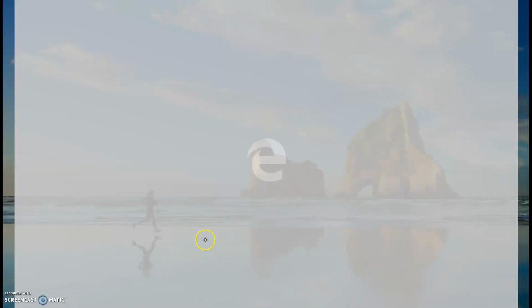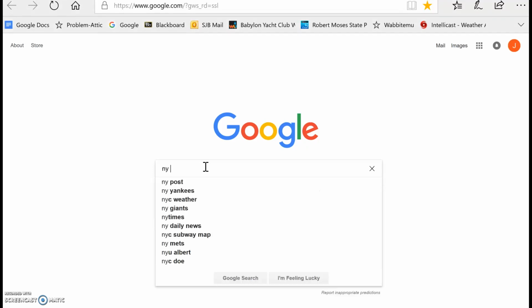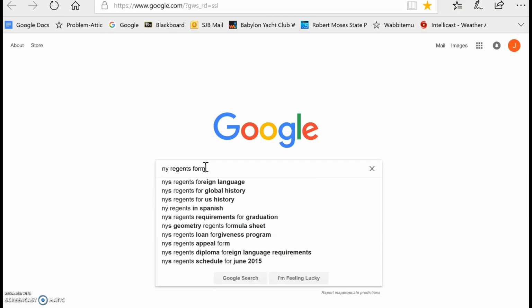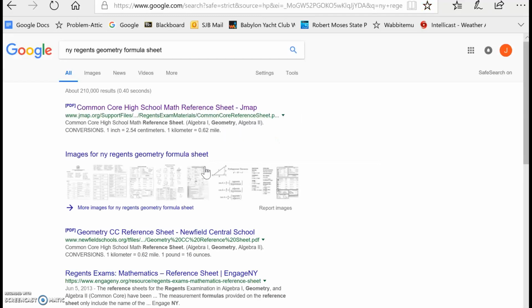Where's Explorer? There we go. Let's see. Sorry, I'm going to have to change the layout real quick. And so let's say NY Regents, actually they call it a formula sheet, the one for geometry. It's the same for all the exams. So here we go. I think I have this file saved too somewhere.